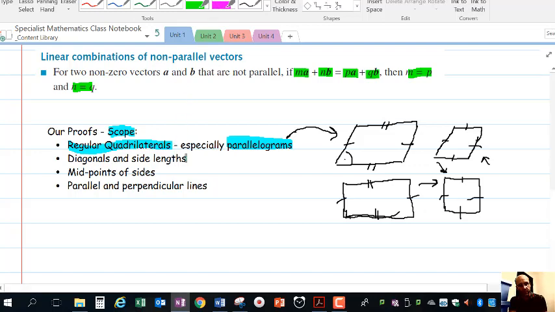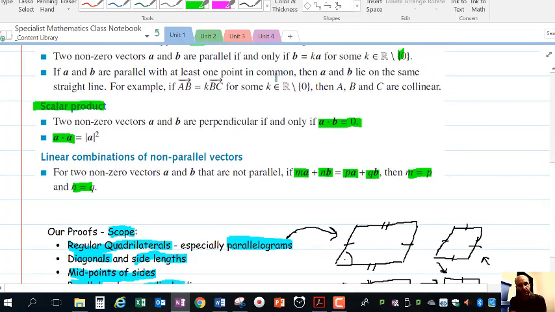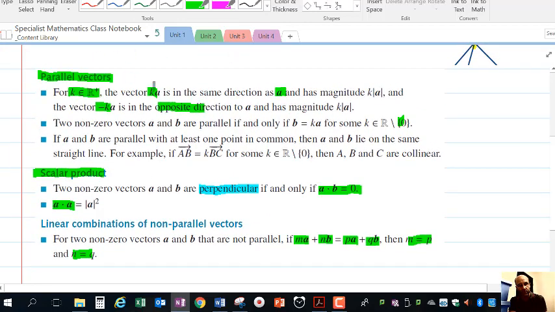We'll be dealing with things such as diagonals and side lengths or midpoints of sides of quadrilaterals, and we'll be using properties of parallel and perpendicular lines, which we talked about above there. So for example, it may use dot product, or it may use the product of a vector by a scalar.